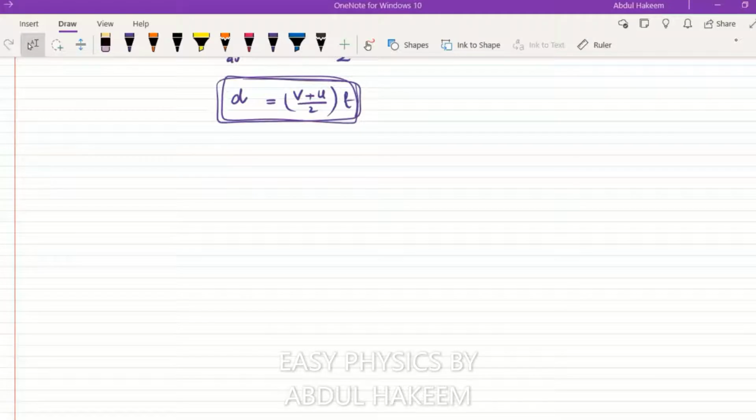Okay, so this is the distance, average velocity, average speed times t.